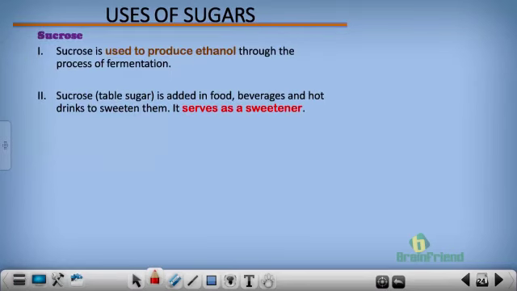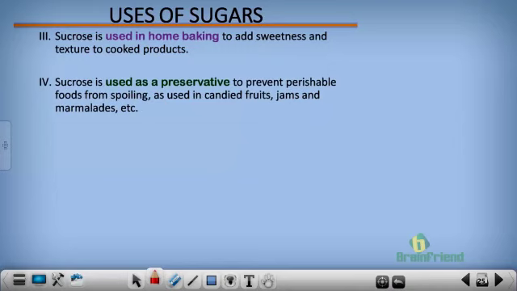Sucrose. Sucrose is used to produce ethanol through the process of fermentation. It is also added in food, beverages, and hot drinks to sweeten them. So it serves as a sweetener. Sucrose is also used in home baking to add sweetness and texture to cooked products. It's also used as a preservative to prevent perishable foods from spoiling, as used in candied fruits, jams, and marmalades.